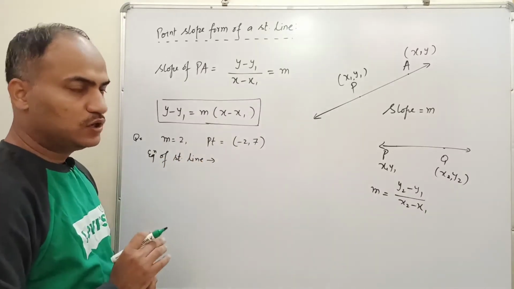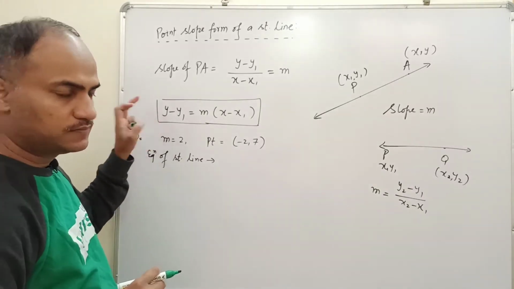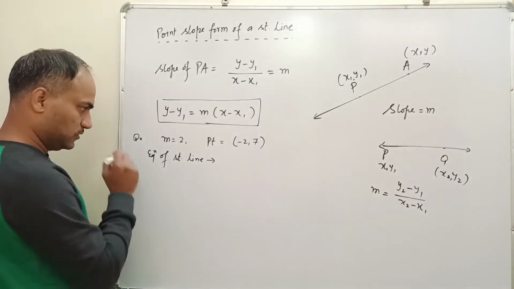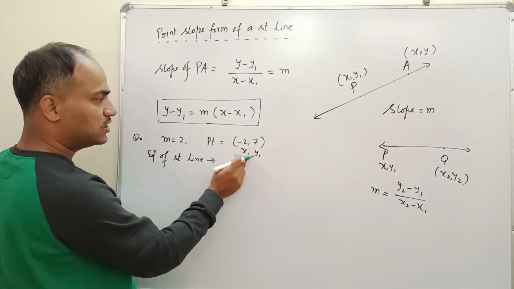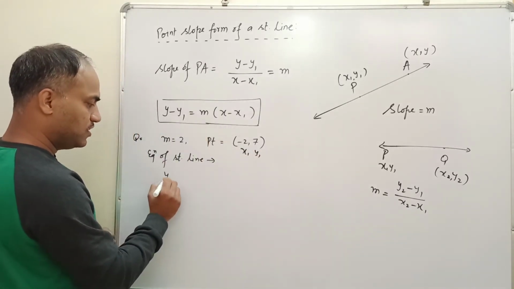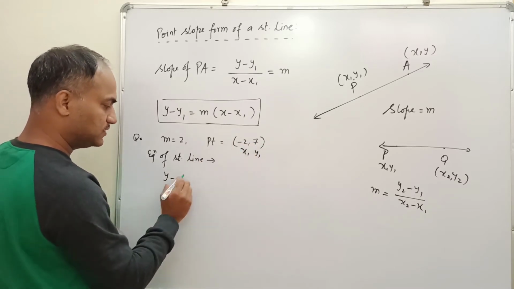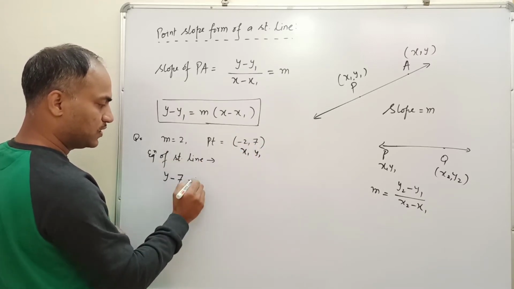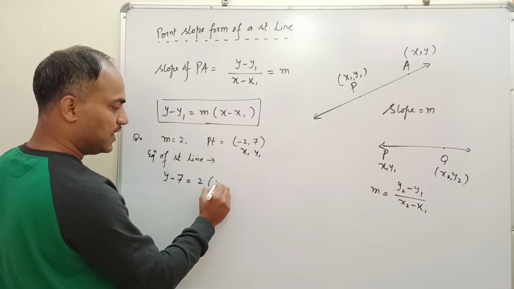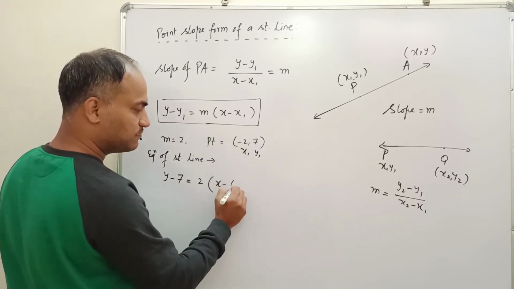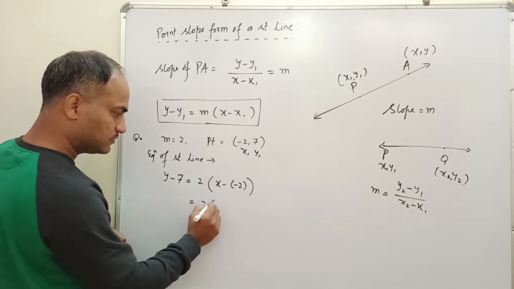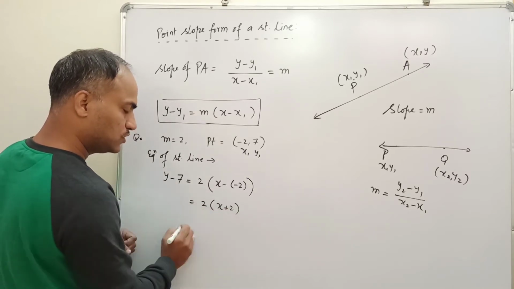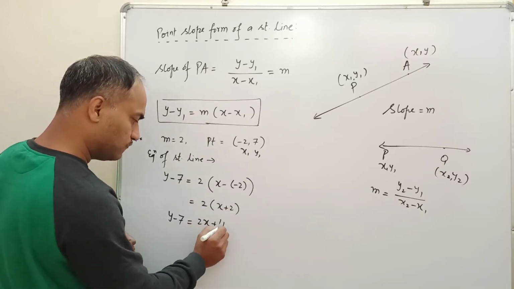So what do we do? We simply apply this formula. This is x1 and y1. So let us put the values here. y minus y1 means 7, m is 2, and x minus x1. This x1 is minus 2. So what does it become? 2 times (x plus 2). So let us open this, plus 4.